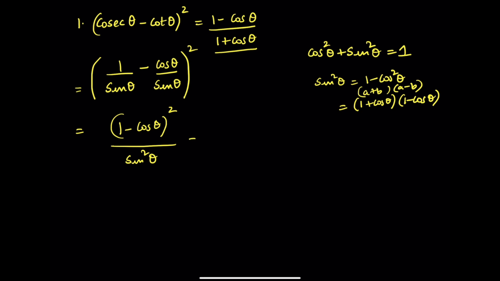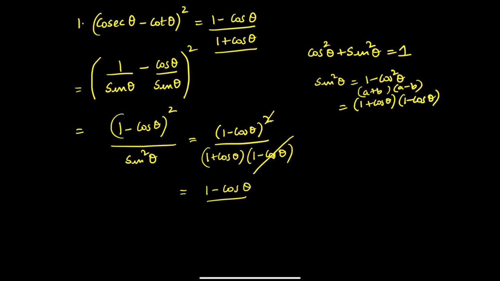So let's replace the denominator. So this will be (1 minus cos theta) the whole square divided by (1 plus cos theta) times (1 minus cos theta). So the numerator has (1 minus cos theta) the whole square, and the denominator has one of the (1 minus cos theta)s. So we can cancel this, one of the squares and the squares. So this is how we get the proof that we require. So we get it as (1 minus cos theta) divided by (1 plus cos theta).